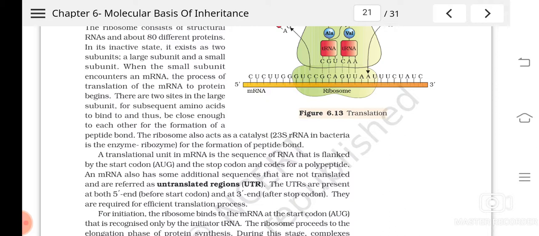There will be a start codon, then some codons that have to be translated, and then the stop codon. And before the start codon there are certain UTRs, meaning untranslated regions. And at the 3' end, after the stop codon, there will be some UTRs. Okay, they are needed for the efficient translation process, they increase the efficiency of translation. What all? These UTRs.